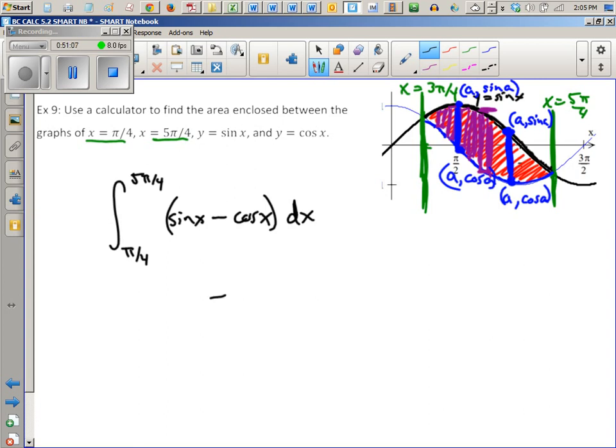So I typed it earlier and I got negative 1.828. The reason it's negative is because the majority of this red area fell under the x-axis. There's a piece above it, but it's not quite as big. The piece below it is a little bigger. And that's the answer. And that's the lesson.